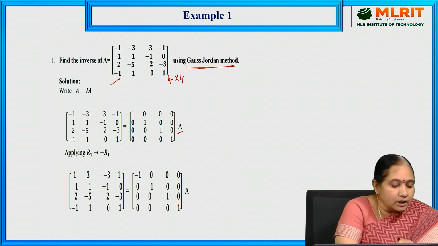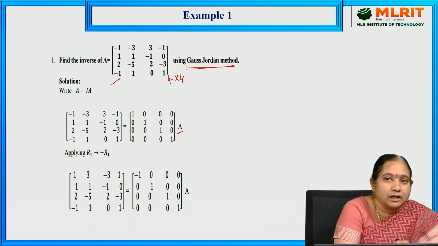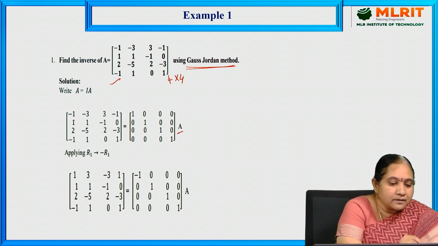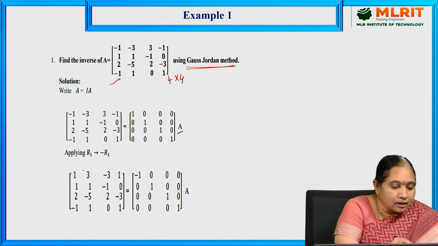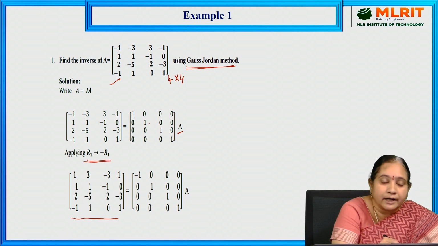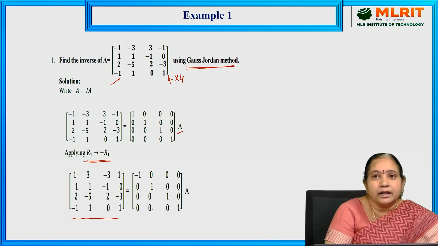For that, we apply the row transformation R1 goes to minus R1. That means we multiply the first row by minus 1, so that we get minus 1, 3, minus 3, 1. So this matrix becomes like this, and the same transformation we apply on the RHS identity matrix also, that is minus 1, 0, 0, 0, and the remaining rows are the same.